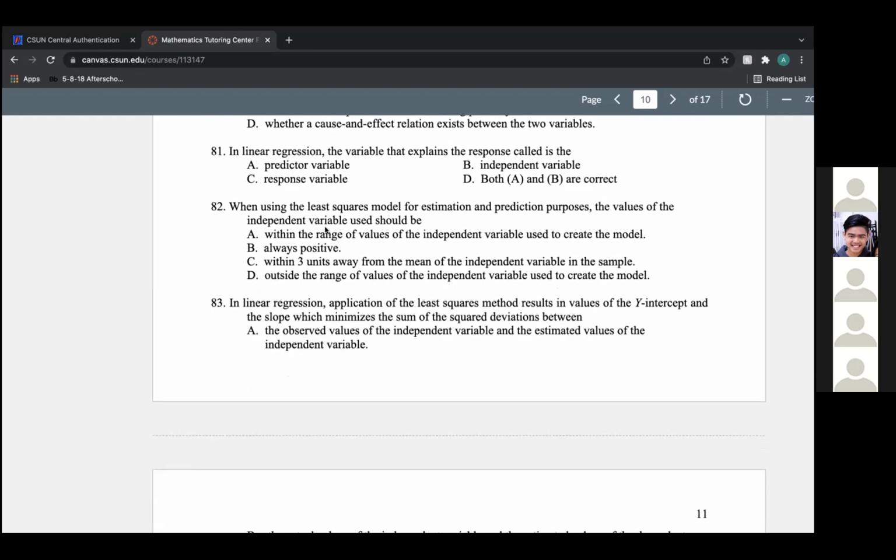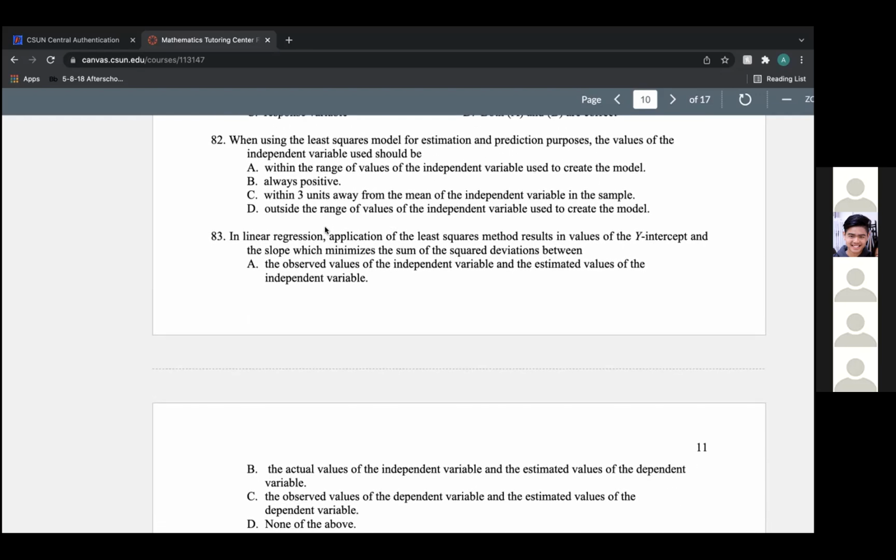Okay. So when using the least squares model for estimation and prediction purposes, the values of the independent variable should be A, B, C, or D. A. What do we call it when it's not? Extrapolation, right? We always want the values within the range. Otherwise, you are extrapolating, which is not good.